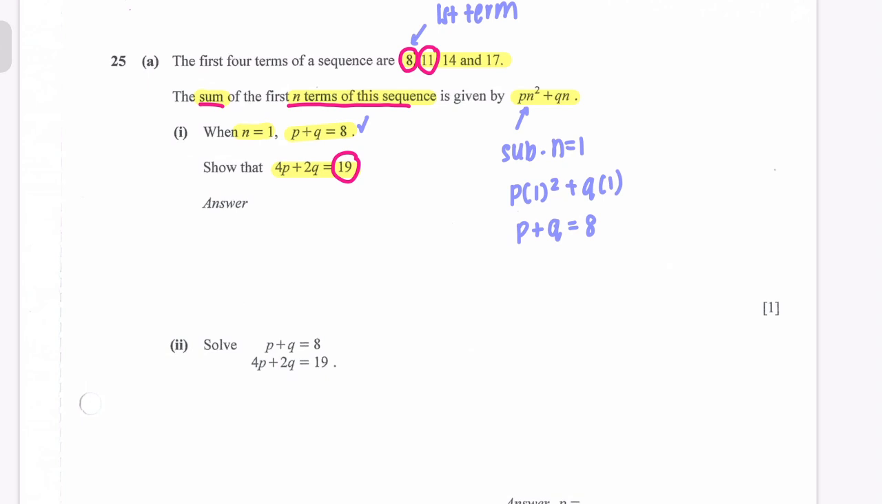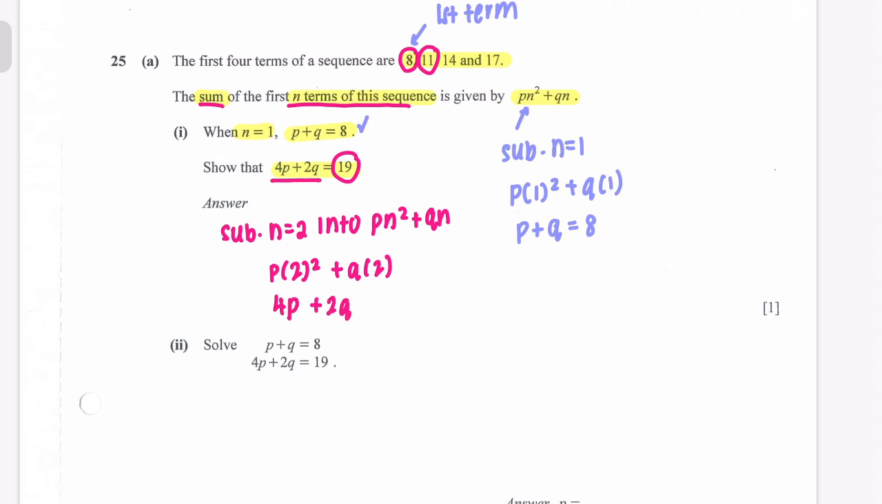And to stop at the second term is when we need to sub in n is 2 into the formula pn squared plus qn. So you will get p times 2 squared plus q times 2, and that will give you 4p plus 2q, which you get here. Do take note, when we sub in n is 2, we are actually getting the sum of the first two terms, which is 8 plus 11, which we will get 19. So here, shown.